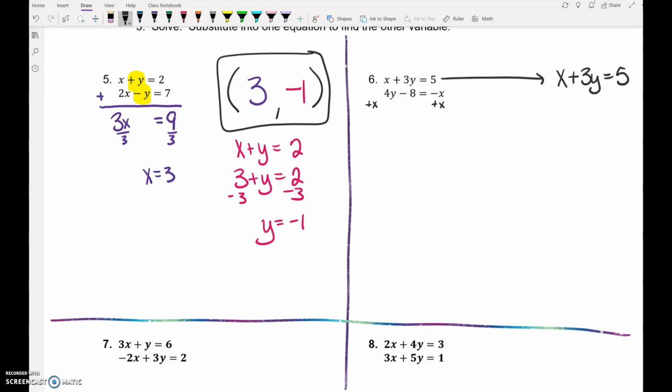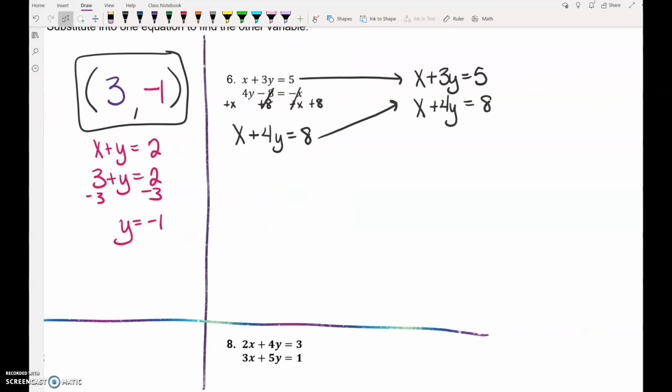Add x to both sides and add 8 to both sides. So we're doing two separate things to end up with x plus 4y equals 8. Okay, we just did two steps at once. So the x was on the wrong side, so we added x to both sides. That -8 is on the wrong side, so we added 8 to both sides. And that rearranged it and made it nice. So our other equation is x plus 4y equals 8.